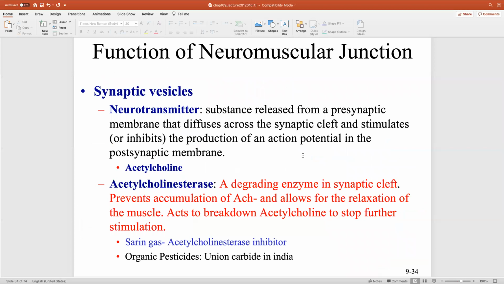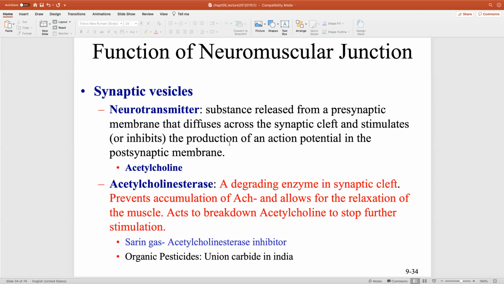Now, all right, sarin gas. If you ever watched 24 or some of the videos on TV about the sarin gas attacks, and some of the organic pesticides, they are acetylcholinesterase inhibitors. Acetylcholine is a neurotransmitter that's released from the motor neuron, and then it binds to receptors found on the motor end plate of our skeletal muscle cell.